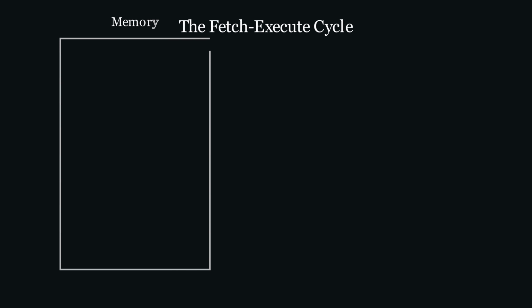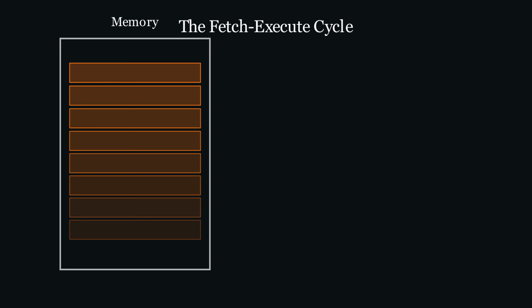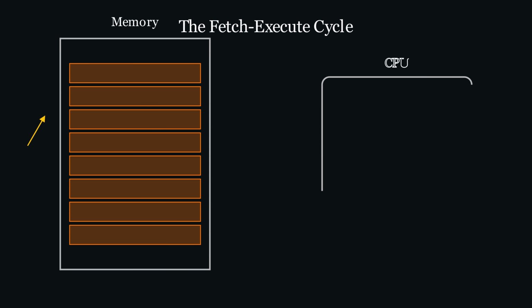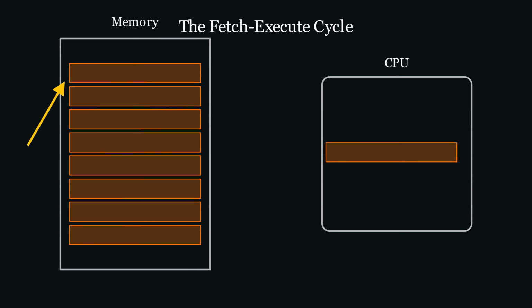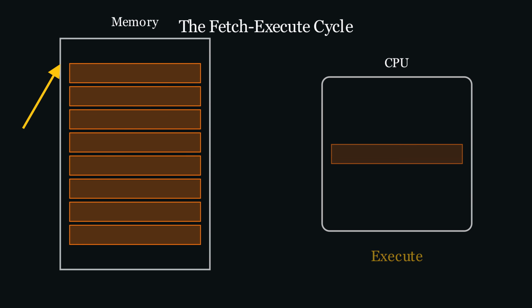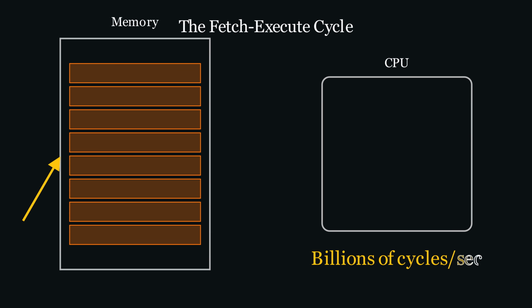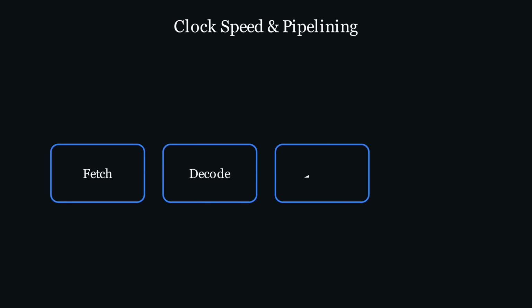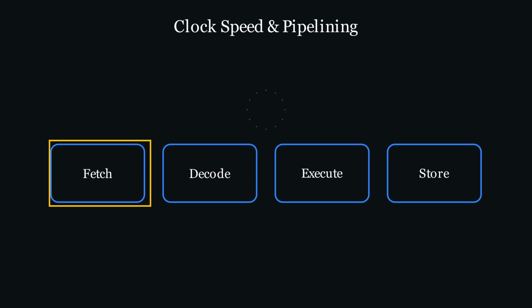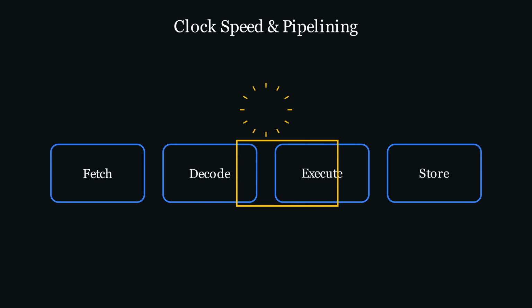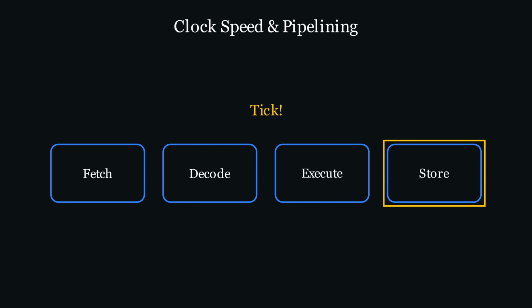A running program is really just a long list of tiny instructions, sitting in memory, waiting their turn. The CPU works through them one at a time: fetch the next instruction, decode what it means, execute it, then move to the next one. Billions of these fetch-execute cycles per second, one after another, is what makes a program feel instantaneous. A clock inside the CPU ticks at a fixed rate, and every tick pushes the fetch-execute cycle one step forward. That's what clock speed actually measures.